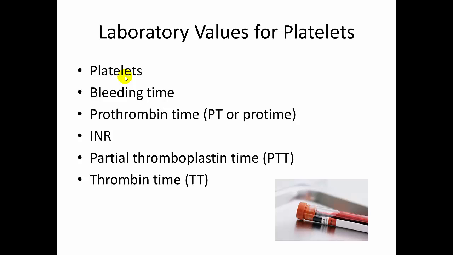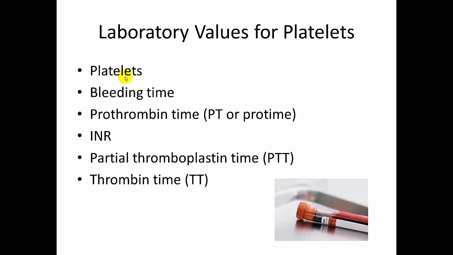And the thrombin time is checking whether fibrinogen is converting to fibrin. So remember that fibrinogen is your clotting factor 1, and it converts to fibrin, and it makes those long stringy fibers that form the base of the clot. So that's what thrombin time does.